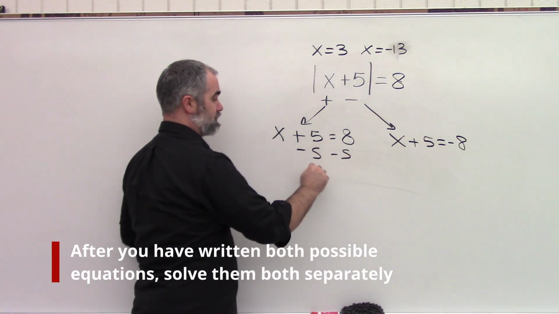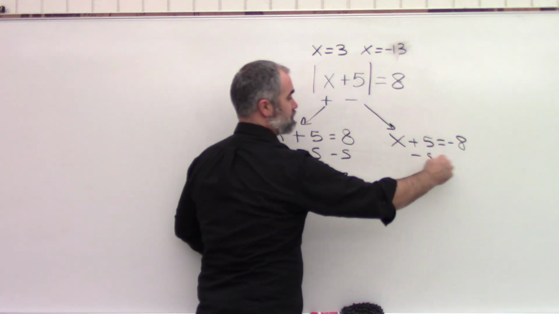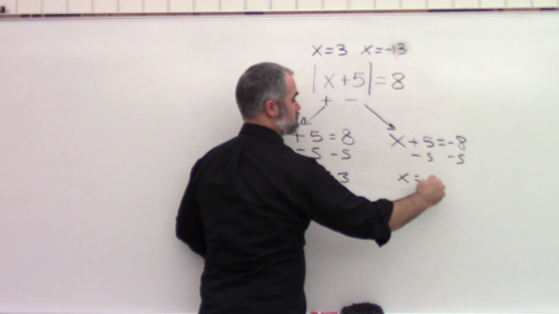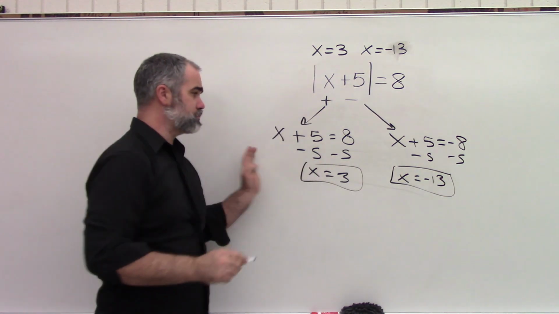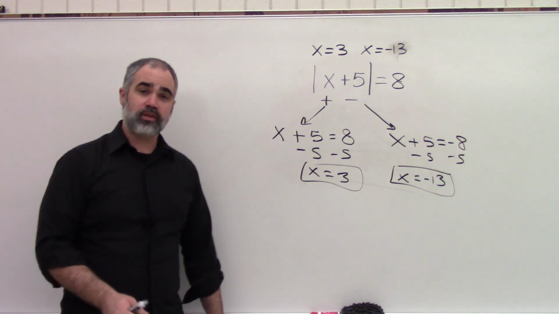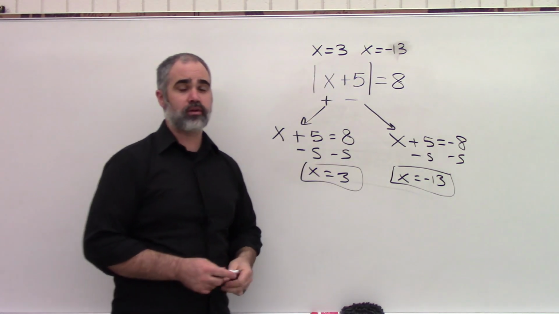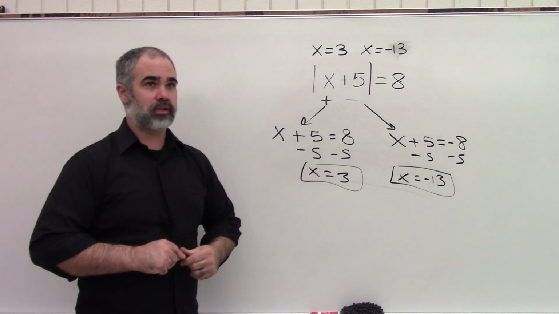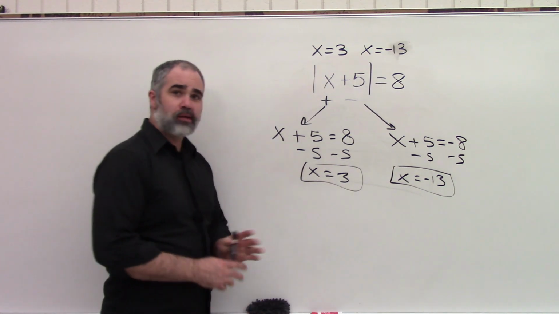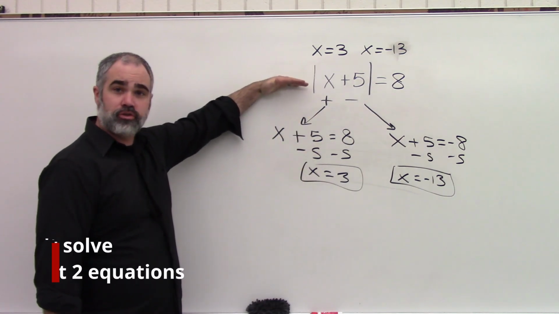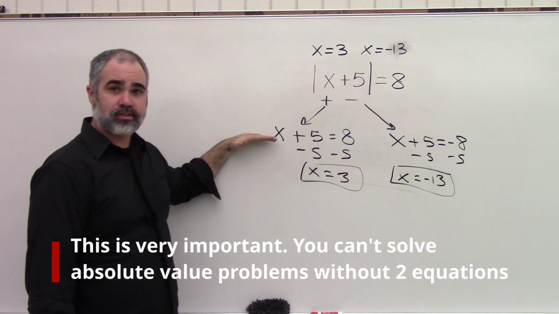You could subtract 5 on this problem, and you get x equals 3. If you subtract 5 from negative 8, you get x equals negative 13. You get 2 answers. Your teachers are going to want to see this work. So even if you can do it in your head, please show them this, or you're probably not going to get full credit, or maybe be accused of cheating in worst case scenario. But when you are solving an absolute value problem, the last thing that you need to do every time is break it up into 2 equations.